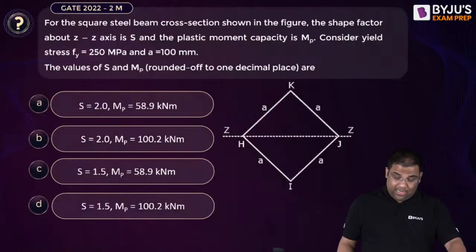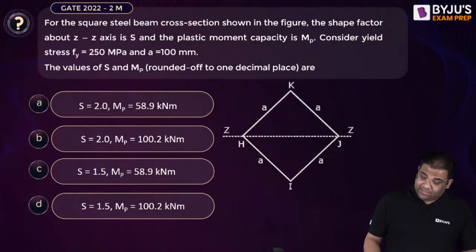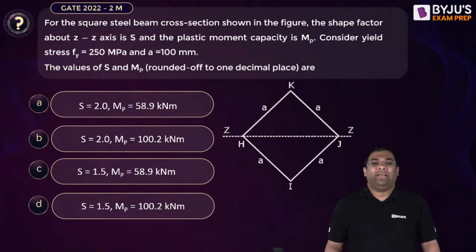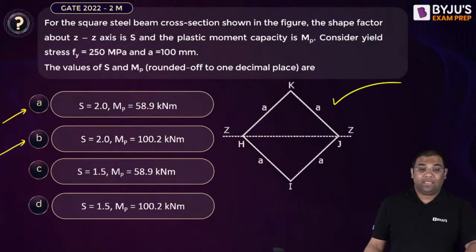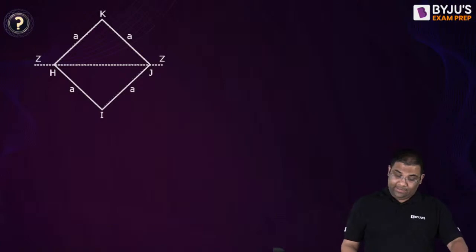Now see this question, the last question. Here you see they have asked the shape factor and the plastic moment. See, the shape factor is 2 for this. So either the answer is this or this. Now, how to find out the plastic moment capacity? That's very easy. You see, plastic moment is what?